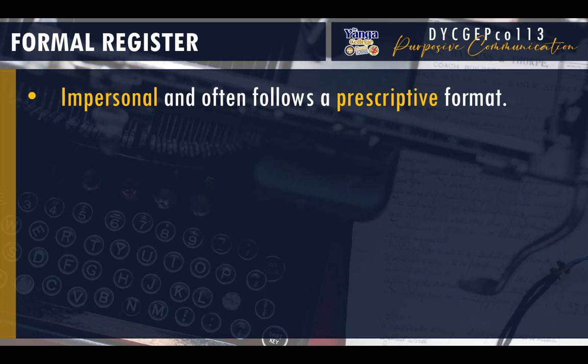No matter what your social class is, no matter what your position is, no matter who you are, formal register is standard. Hindi dapat siya maapektuhan ng background mo. And often follows a prescriptive format.